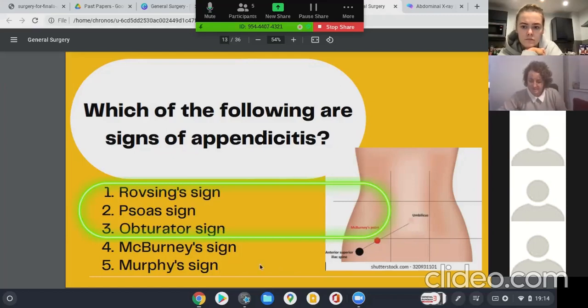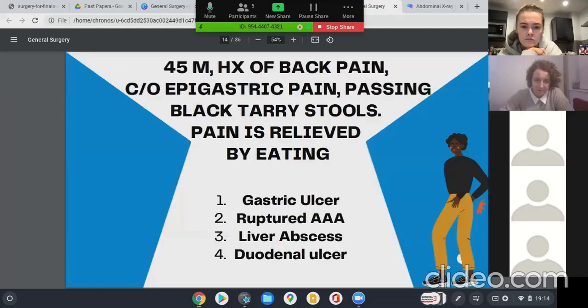Murphy's sign is not a sign of appendicitis. That is a sign of cholecystitis. It's basically where you put your hand at the base of the right subcostal area and the patient has pain on inspiration. Okay, moving on.